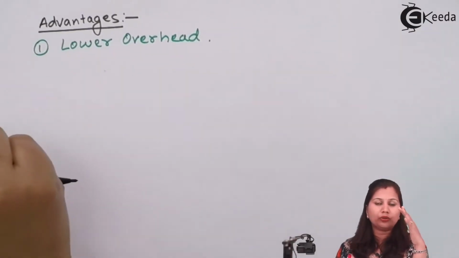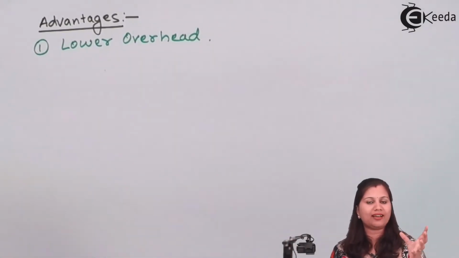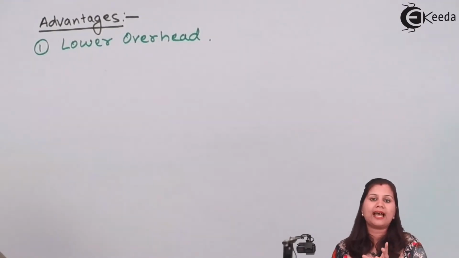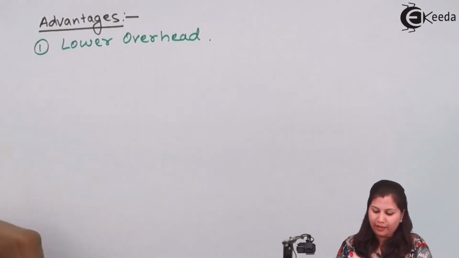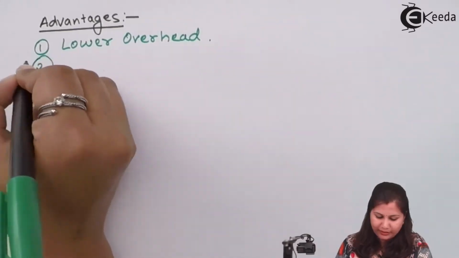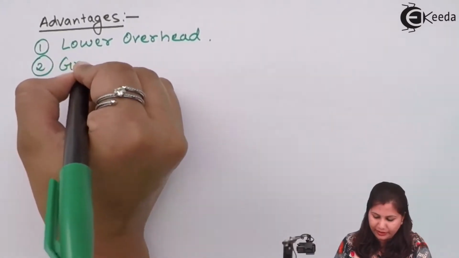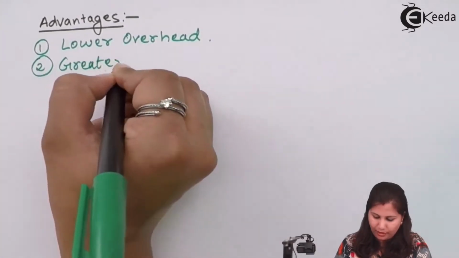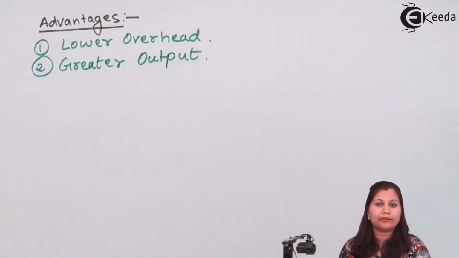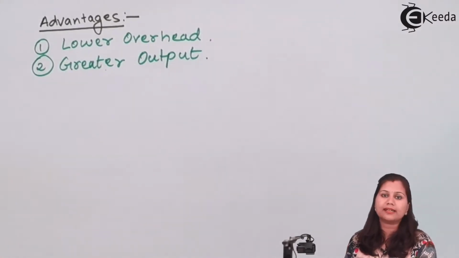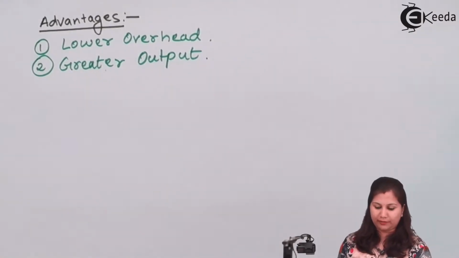So there is lower overhead, meaning the collection of data is less, and we don't have bulky data there. So if lower overhead is there, we are getting greater output. So that is another advantage, that we are getting greater output as compared to the second type, that is the asynchronous data transmission.